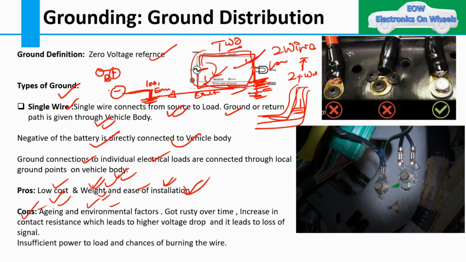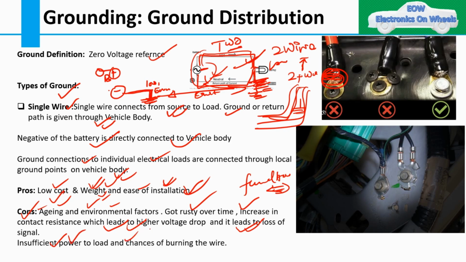Then aging and environmental factors, what are those? The wire got rusty over time, definitely, like you can see here. That increases contact resistance, which leads to higher voltage drop, and it leads to the loss of signal. And if it leads to the loss of signal, then your function will not work. And if your function will not work, then what will be the use of that particular wire? Nothing, right?